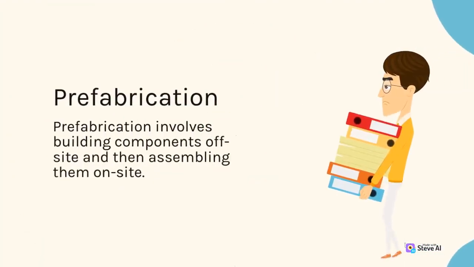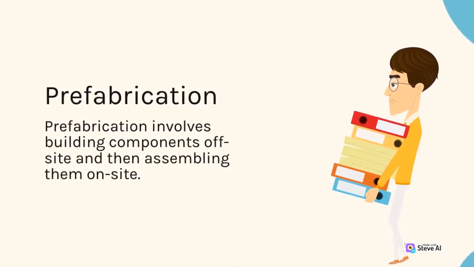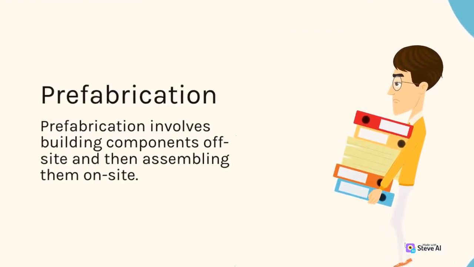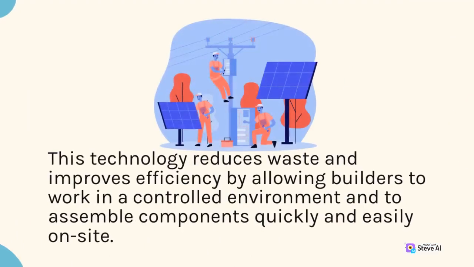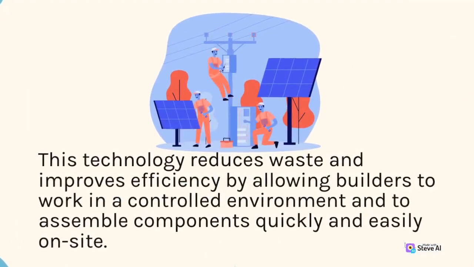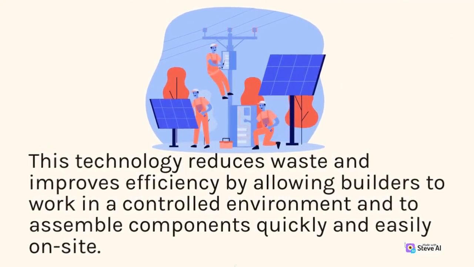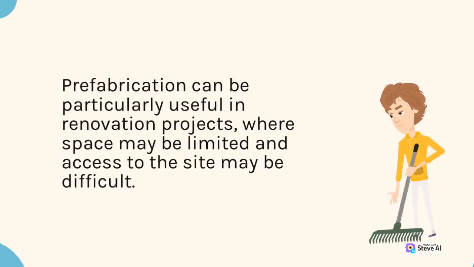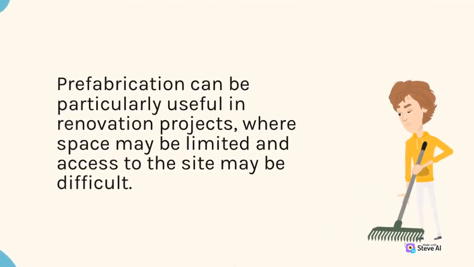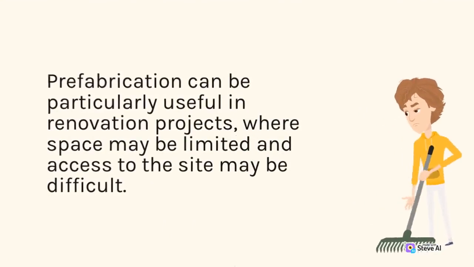Prefabrication. Prefabrication involves building components off-site and then assembling them on-site. This technology reduces waste and improves efficiency by allowing builders to work in a controlled environment and to assemble components quickly and easily on-site. Prefabrication can be particularly useful in renovation projects where space may be limited and access to the site may be difficult.